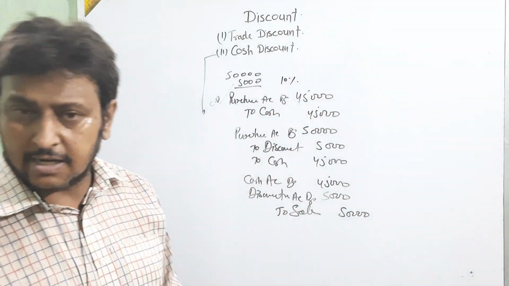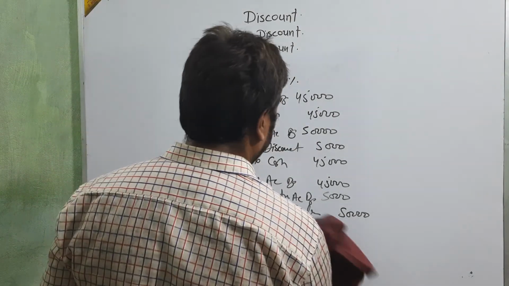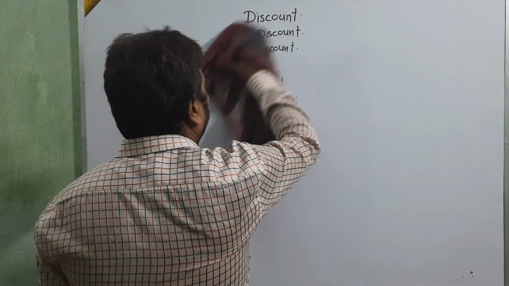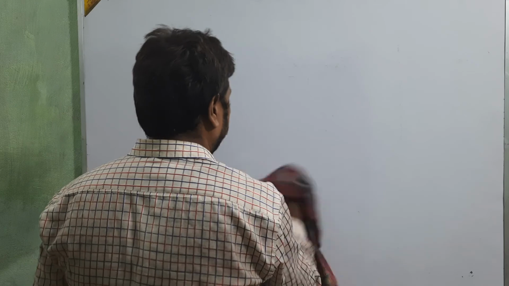Clear? Now I am going to take some questions. On the basis of those questions, we are going to see how we show discount in the journal entry.